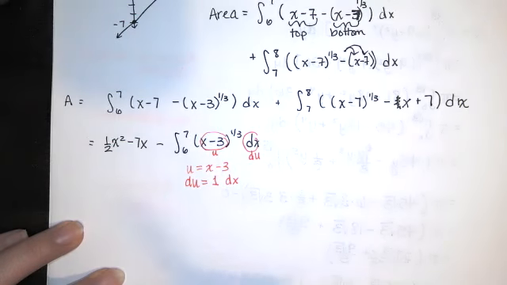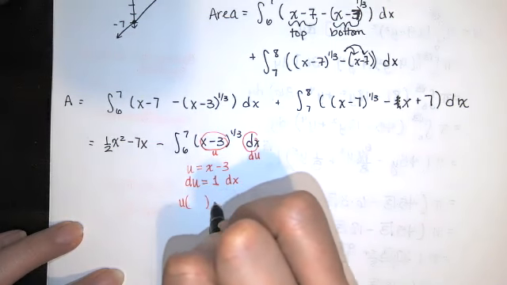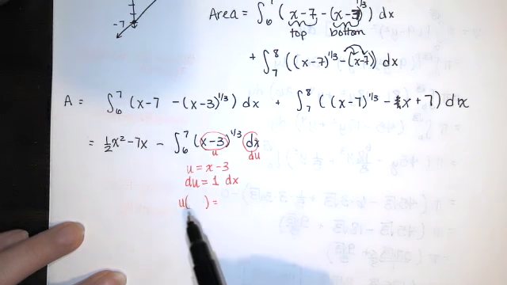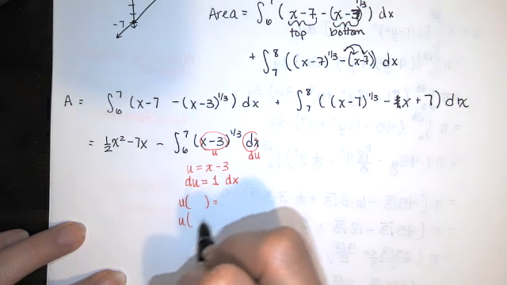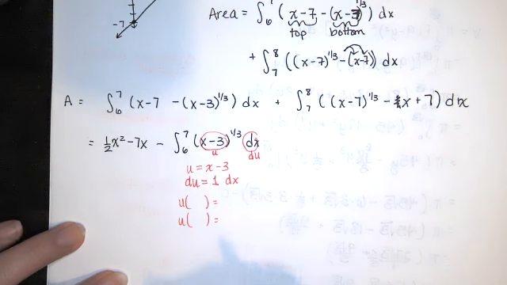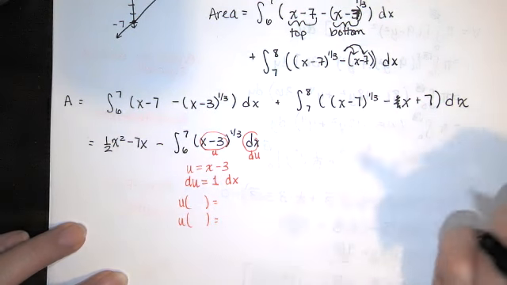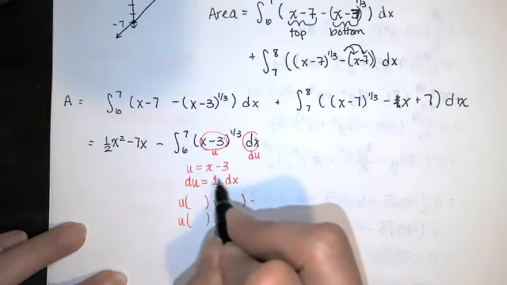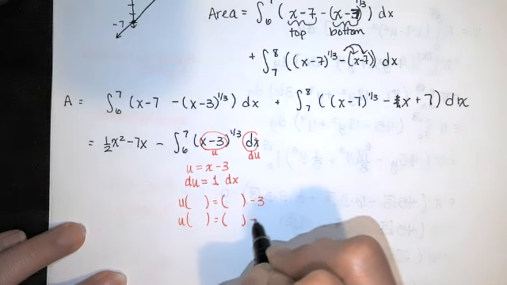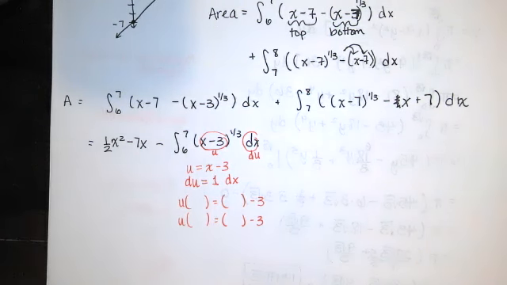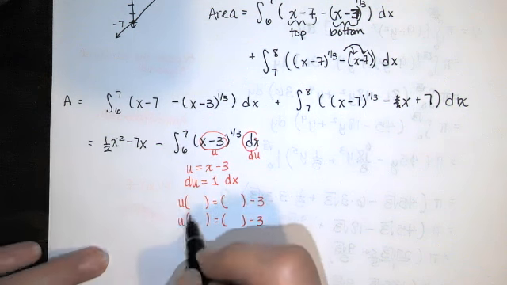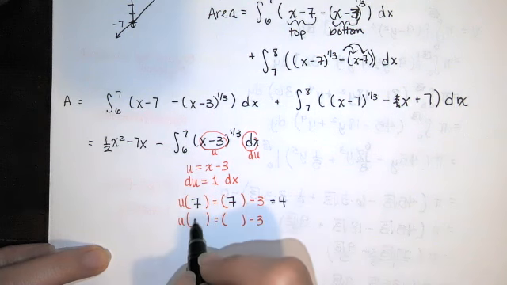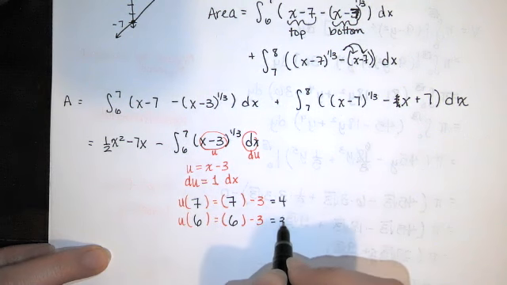Now, if you have a definite integral, you need to change your bounds as well. These are x values. This says x goes from 6 to 7. When we change our integral into an integral in terms of u, we need to know where u starts and where u stops. So we will substitute x equals 6 and x equals 7 into our formula for u and use that to find our upper and lower bounds. So when x is 7, we get u equals 4. When x is 6, we get u equals 3.